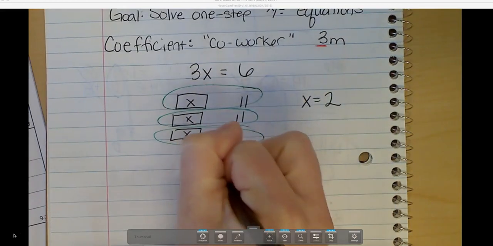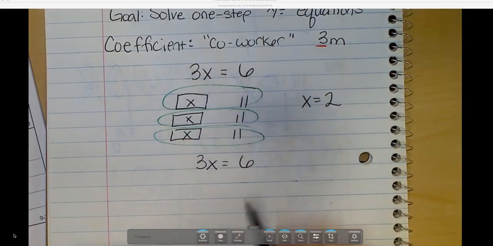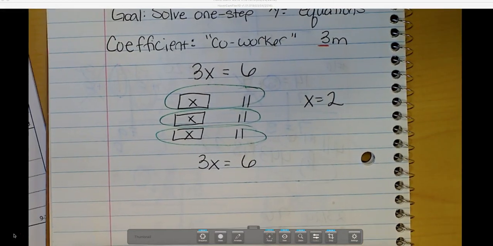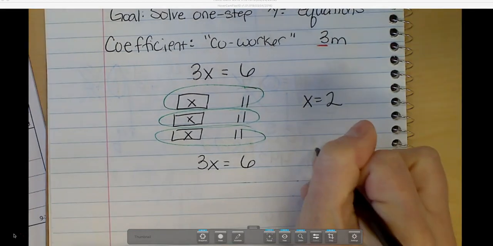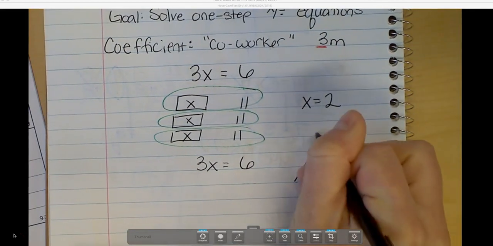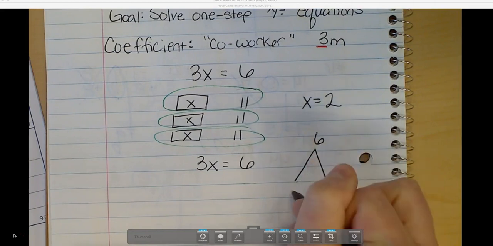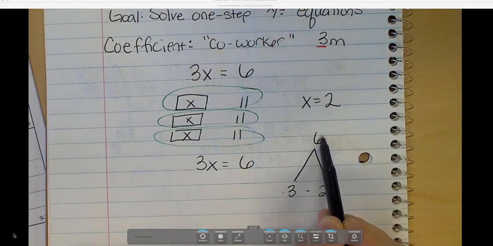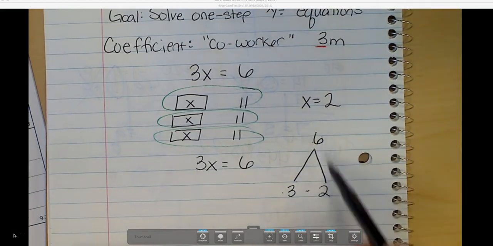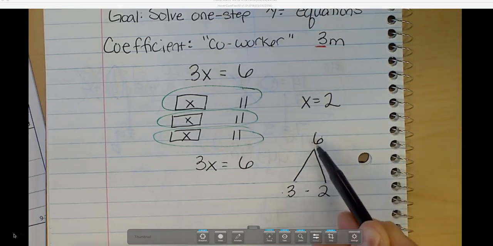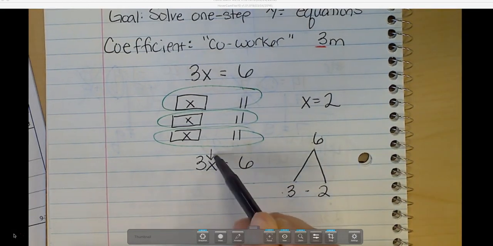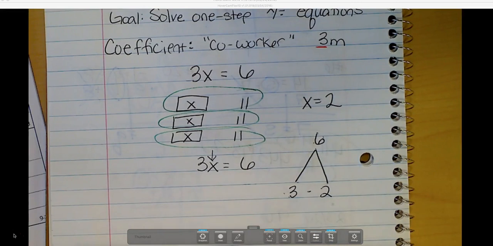Because I know that 3 and x are multiplying, I know that 3 times something is 6. If you remember back when we were in elementary, we had our fact families. I know that 6 is 3 times 2. Reversing it, I know that 6 divided by 2 is 3, or 6 divided by 3 is 2. So to find this missing friend, I can do the opposite, which is division.